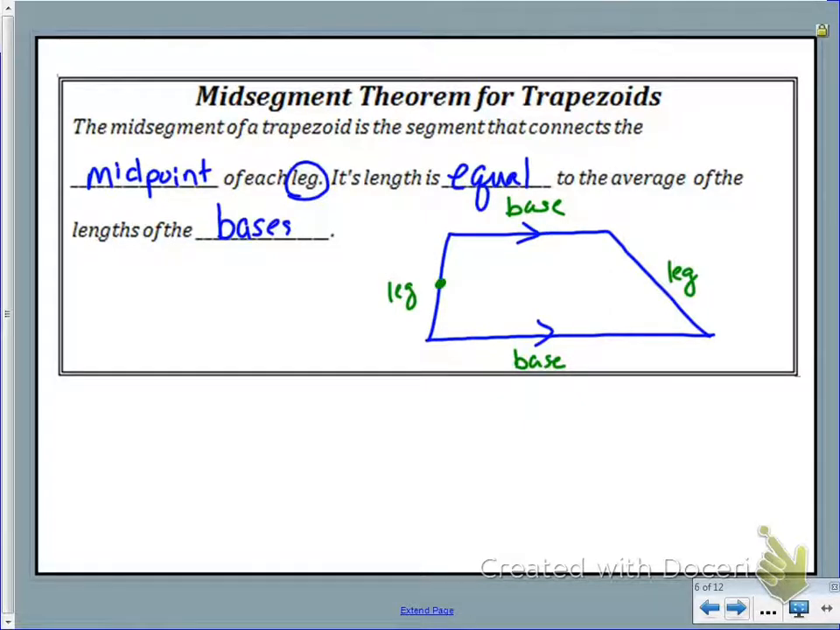So if I were to find the midpoint of this leg and the midpoint of the other leg, and I connect that, that's the midsegment. Now it's equal to the average of the lengths of the bases. So average we find by adding up the lengths and dividing by how many there are. Well, in this case there are 2. So we would add the length of the top base with the length of the bottom base and divide it by 2 to find the length of the midsegment.